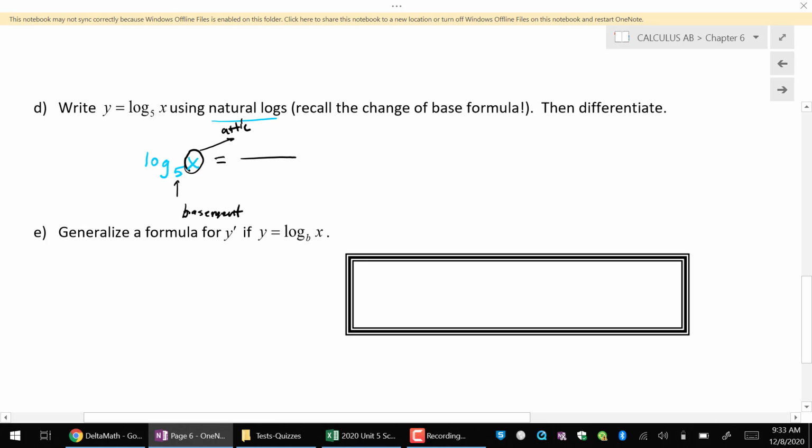So if the argument x goes in the attic, then I have the natural log of x up there, and then I can put the natural log of 5 in the basement. And that's my equivalent expression for log base 5 of x.